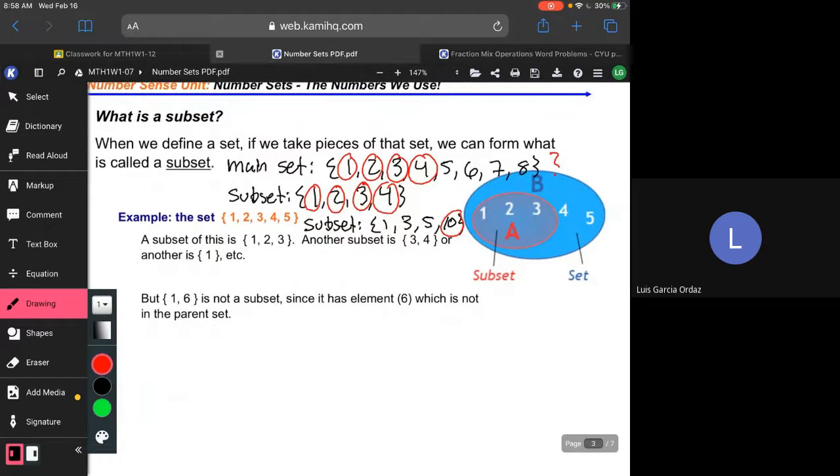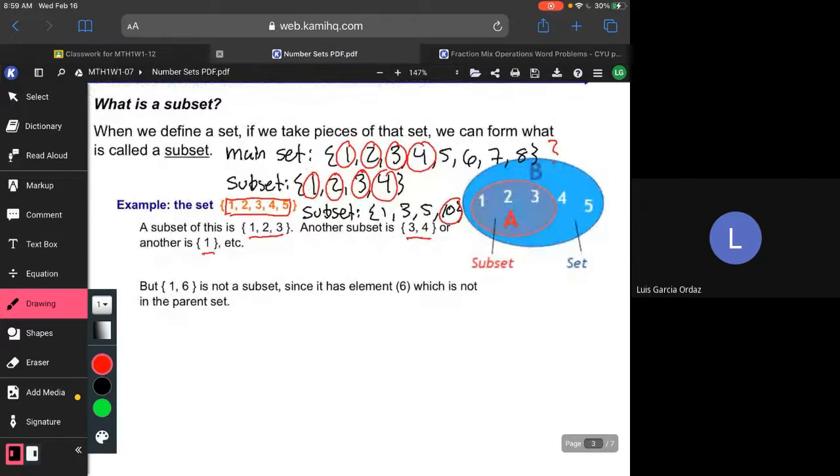So they give us an example here. I have the set 1, 2, 3, 4, 5. I just use more numbers in my example. So a subset of this can be 1, 2, 3, or 3 and 4, or 1. The reason being is because all of these numbers in the subset appear in my main set. Okay. And then they give us the example of 1 and 6. The reason why this is not a subset is because 6 does not appear anywhere in 1, 2, 3, 4, and 5. Yes.